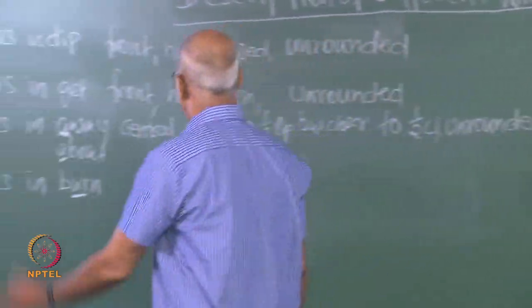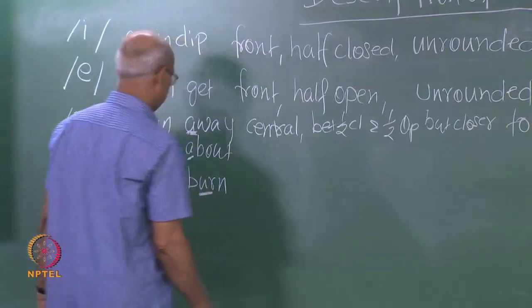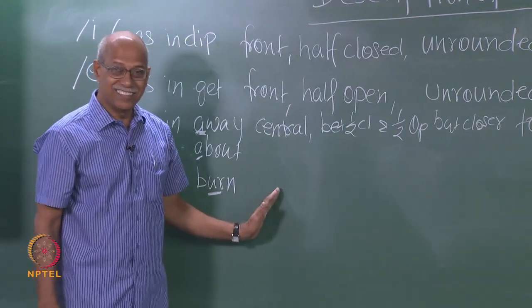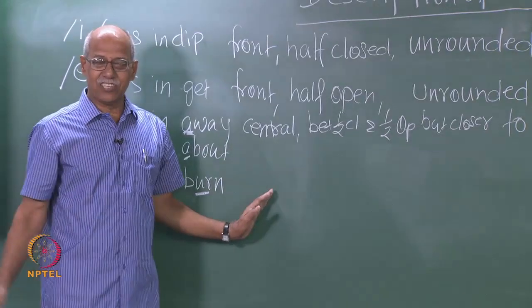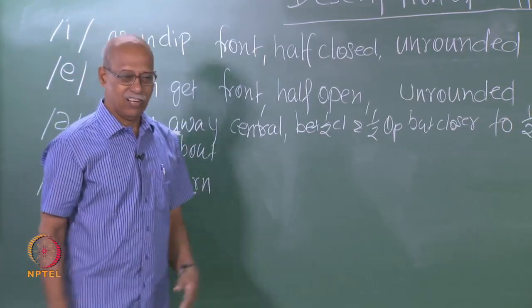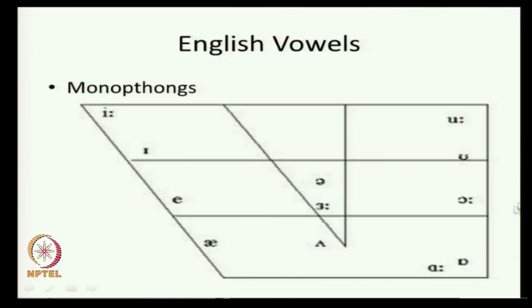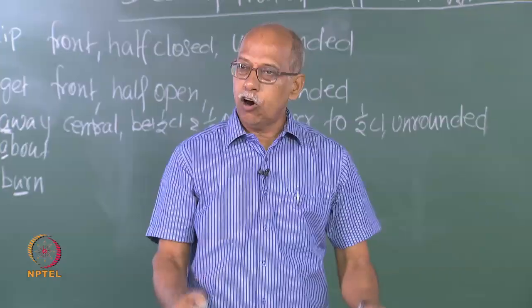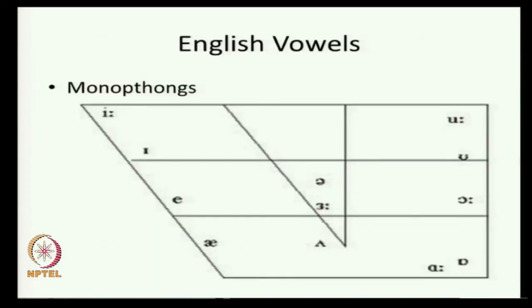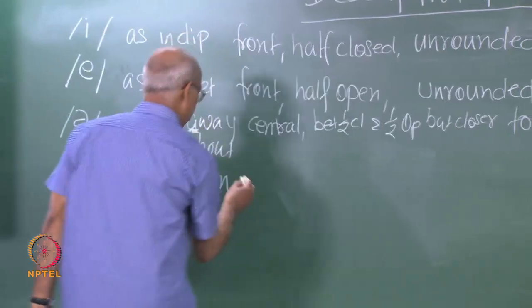Okay. Is it front or back? It is central. Look at the vowel trapezium, where is it? Is it front or is it back? Central, obviously. That question will be answered by saying it is central. So, write central.